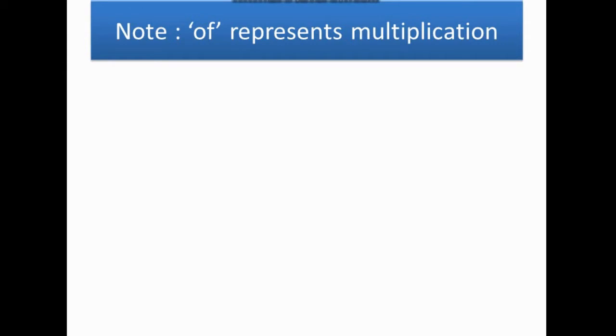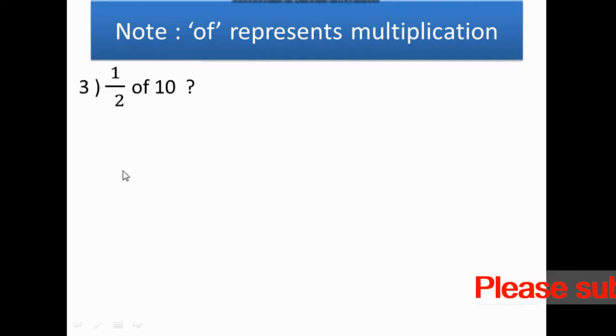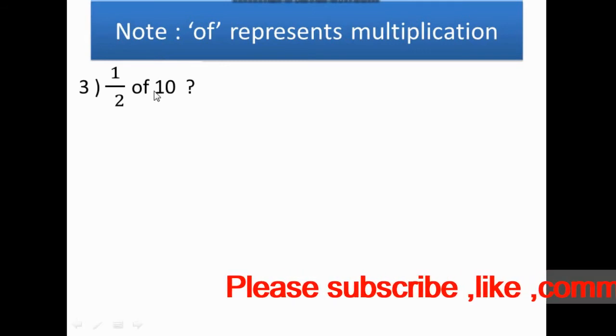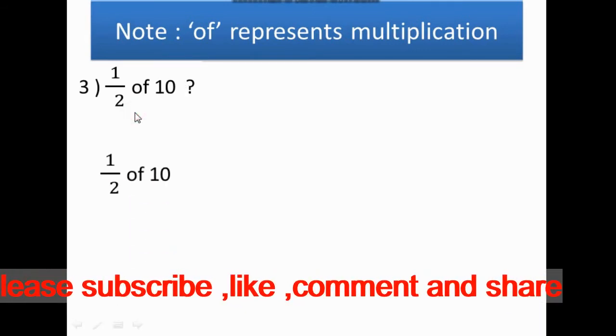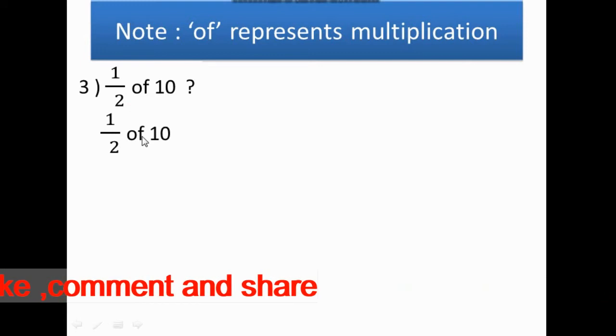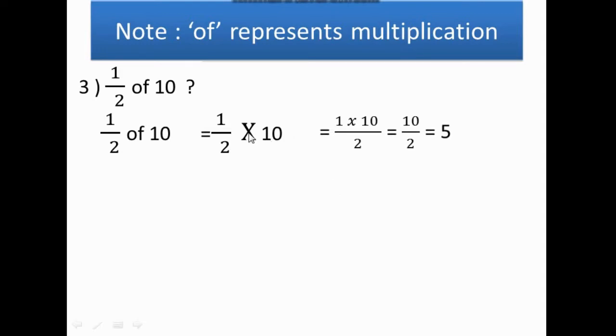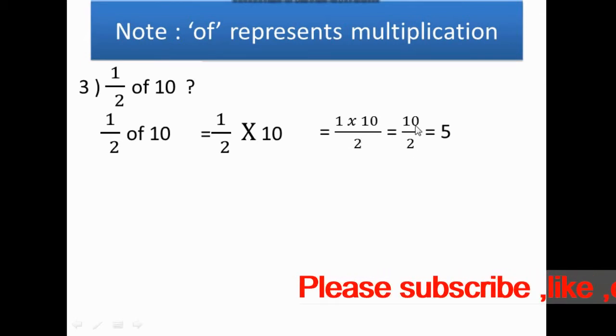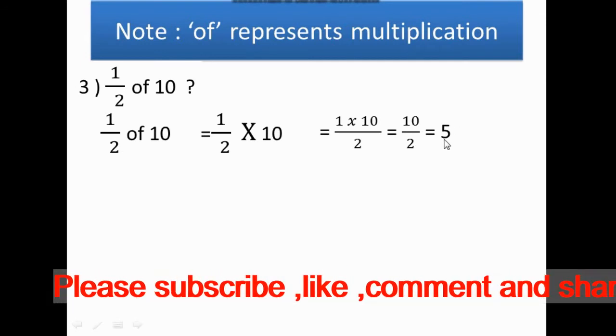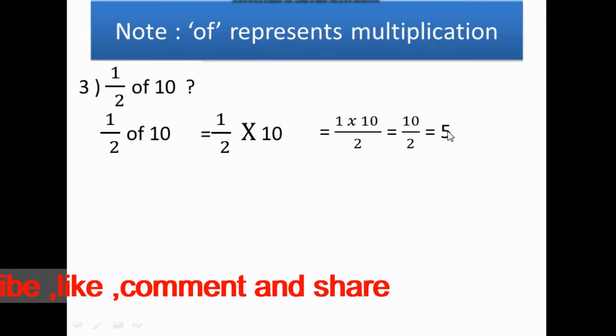Let's go to one example. What is half of 10? Here you can see half of 10. We know "of" means multiplication, so we can write half into 10. Instead of "of" you can write the multiply symbol. So half into 10. We know how to multiply this type of fraction. Multiply this numerator with this whole number, that is 1 into 10 by 2. That is 10 by 2. Now we know 10 by 2 is equal to 5. 10 divided by 2 is 5.